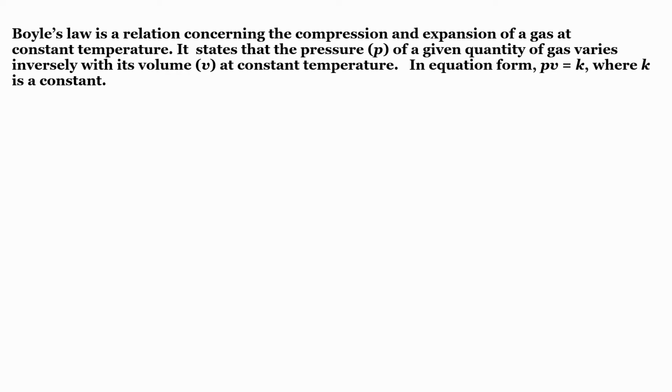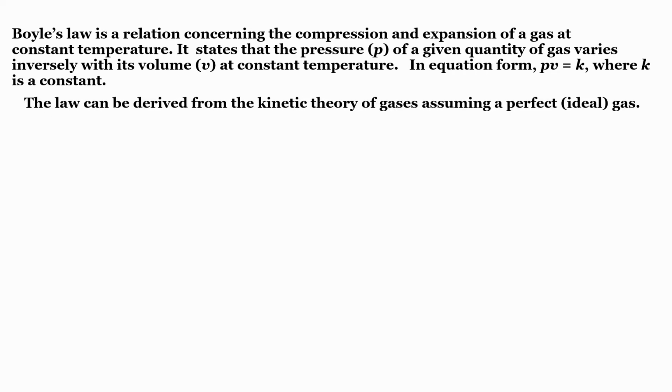It states that the pressure, P, of a given quantity of gas varies inversely with its volume, V, at constant temperature. In equation form, we write PV is equal to K, where K is a constant. The law can be derived from the kinetic theory of gases assuming a perfect or ideal gas.